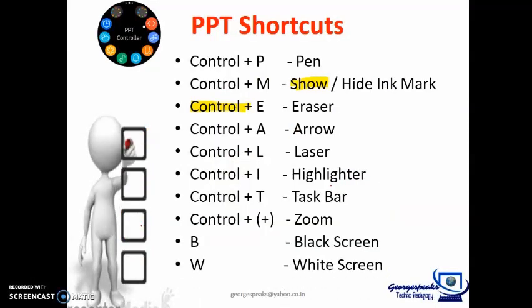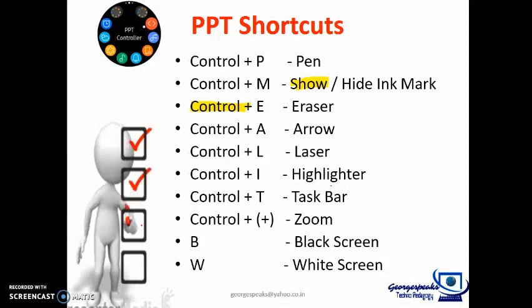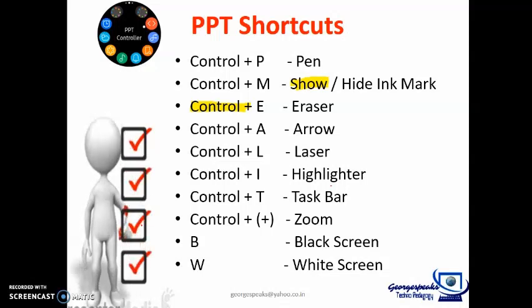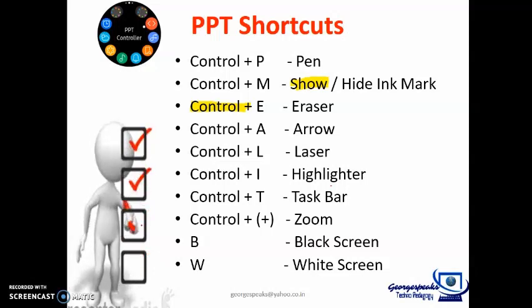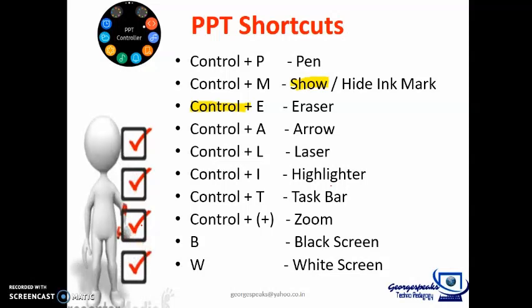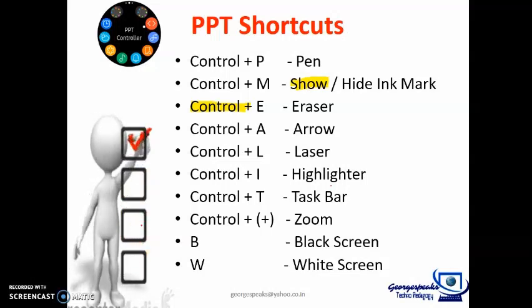So these are the shortcuts. Control plus P for pen, Control plus M for hiding the ink mark, Control plus E for eraser, Control plus A for arrow, Control plus L for laser, Control plus I for highlighter, Control plus T for taskbar, and Control plus plus for zoom, and B and W for black screen and white screen.